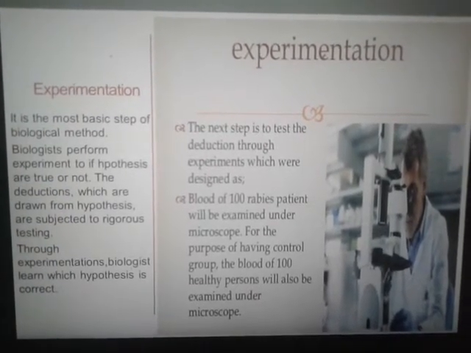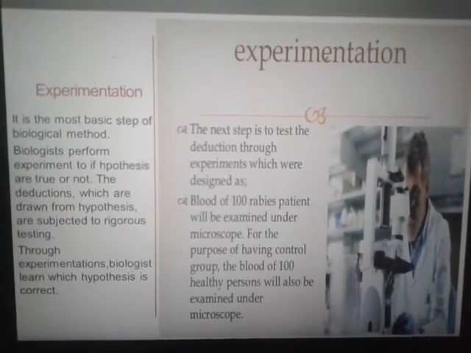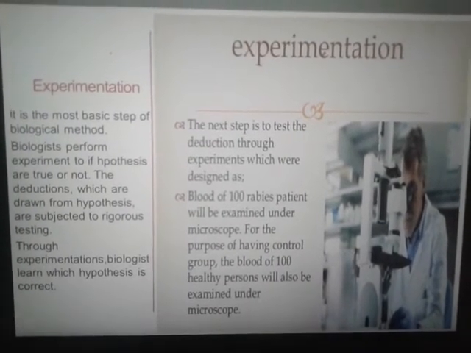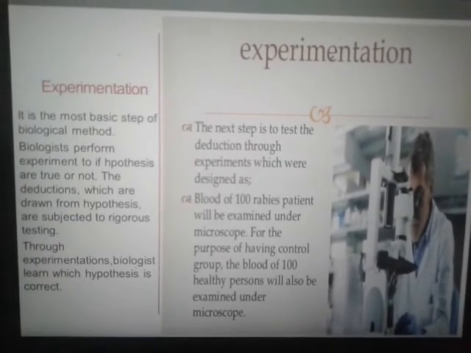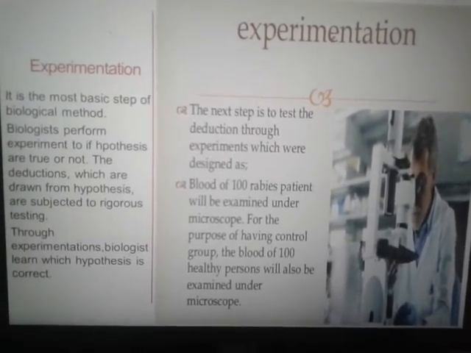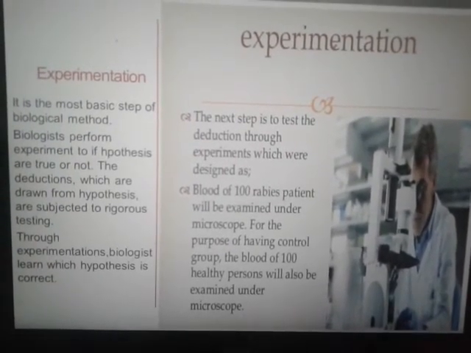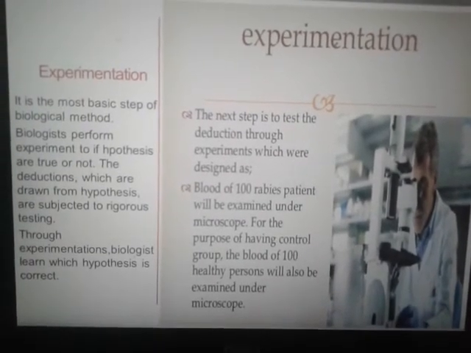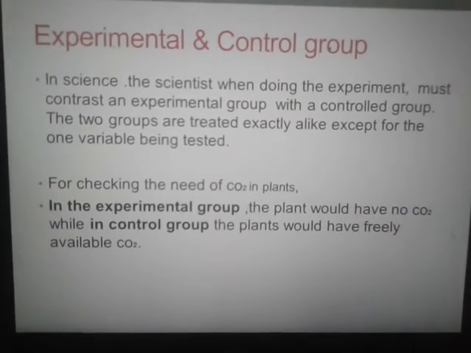Experimentation. It is the most basic step of biological method. Biologists perform experiments to test whether hypotheses are true or not. The deductions which are drawn from hypotheses are subjected to rigorous testing. Through experimentation, biologists learn which hypothesis is correct.